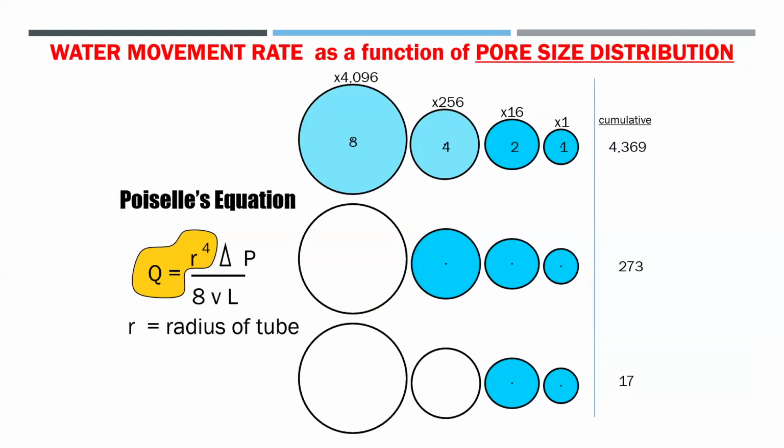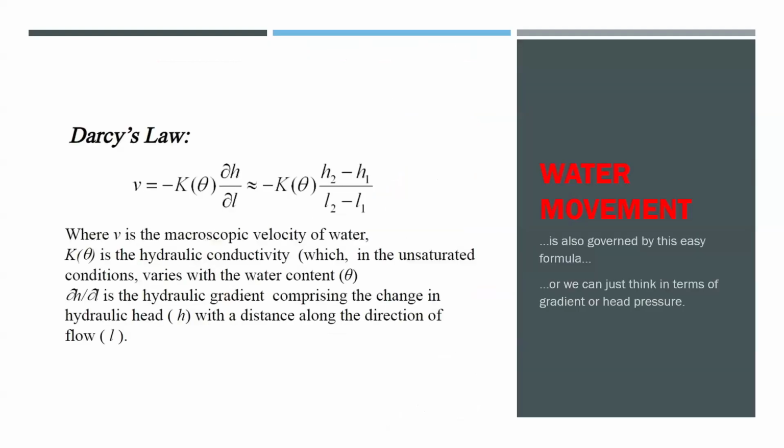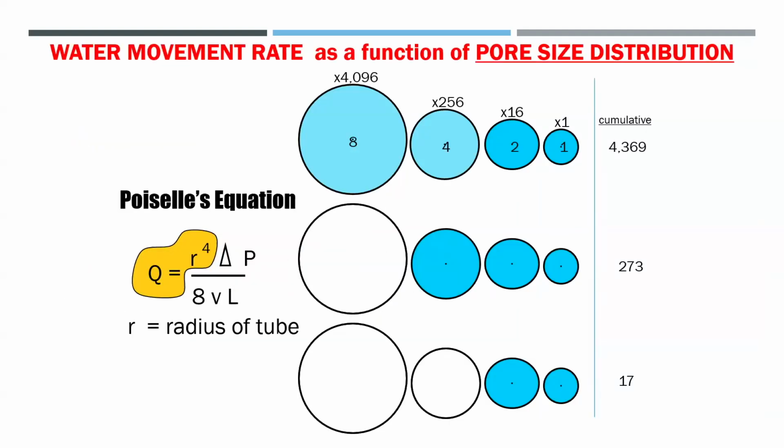So, how does that relate? Well, there's this other one. Besides a Mr. Darcy, there's also a Mr. Poiseuille out there, and he came up with this other great equation. You don't have to worry about all the other letters. The biggest one you have to worry about here is Q, which is the quantity, equals the radius to the fourth power. What that means is that if I have a tube, a pipe or a soil pore, and it doesn't matter whether it's 1 millimeter or 1 meter or 1 mile across, one unit, I can move 1 unit of water through it.